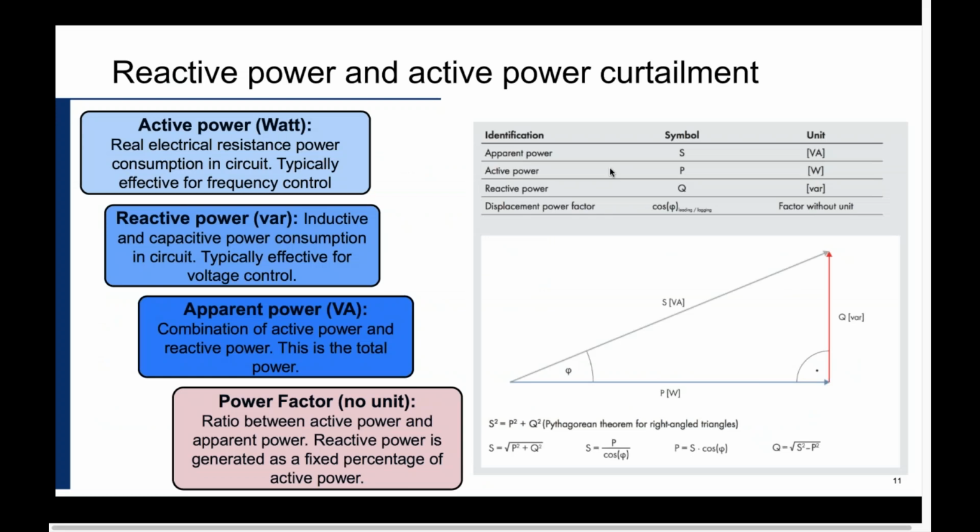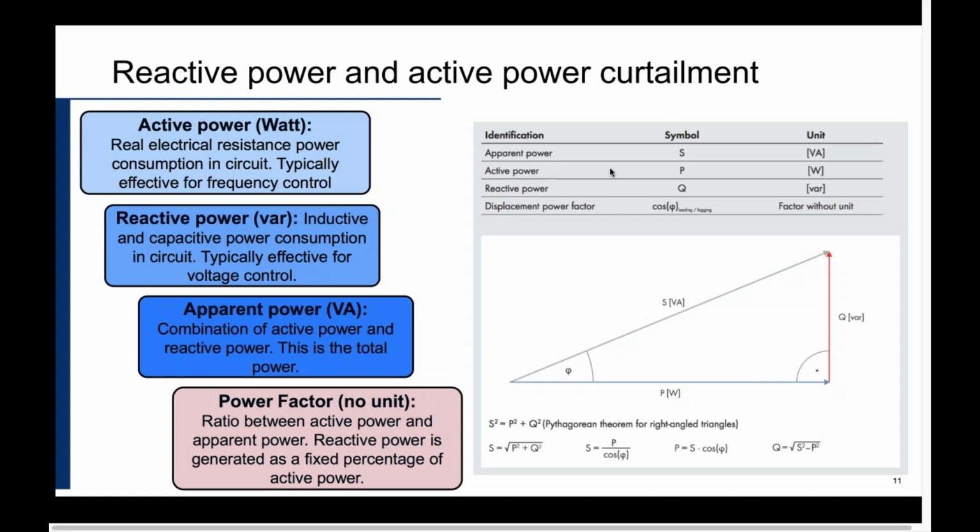A quick run through of active power, reactive power, and apparent power. Any resource such as solar, wind, or storage primarily generates active power, because that's measurable, easy to monetize, and is the actual power. Its unit is the watt. Reactive power is the extra power needed to compensate for consumption in the inductive and capacitive parts of the circuit. Active power is typically used for frequency control. Reactive power is typically used for voltage control. Although active power is sometimes used for voltage control, it's more effective for frequency control.